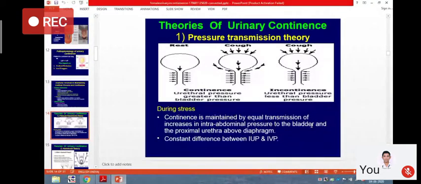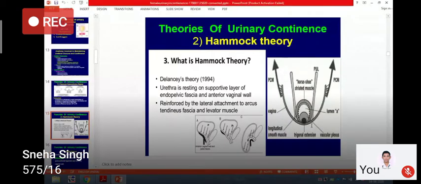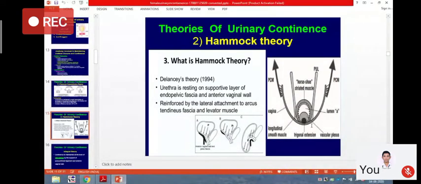Continence is maintained by equal transmission of increase in intra-abdominal pressure to the bladder and the proximal urethra above the diaphragm. Due to the hammock arrangement of the fibers, the urethra is closed during bladder filling. DeLancey's theory is there. What is the hammock attachment? The urethra is resting on the supportive layer of endopelvic fascia and the anterior vaginal wall. It is reinforced by lateral attachment to the arcus tendineus fascia and levator ani. So there is a hammock-like arrangement.